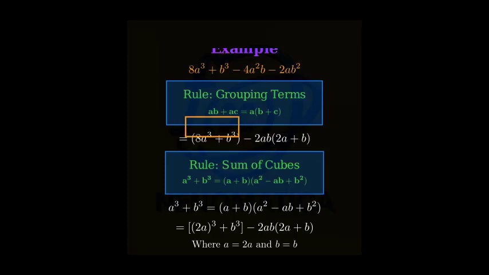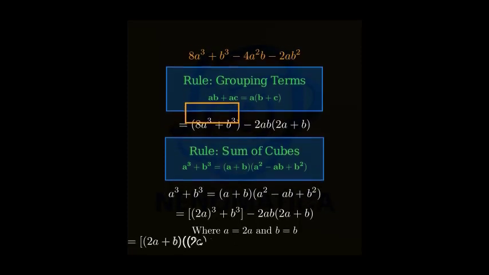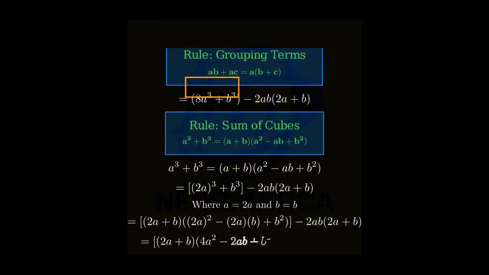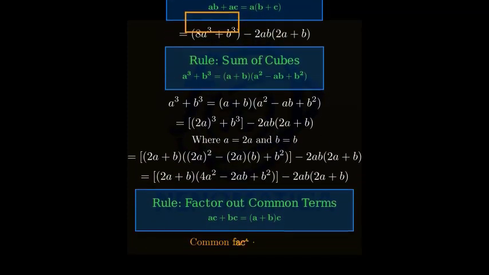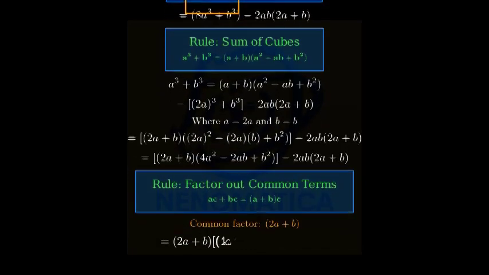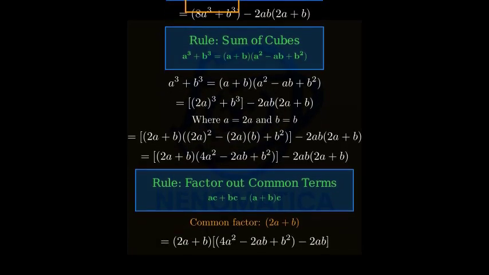Now, applying the sum of cubes formula, we get the bracket: the quantity 2a plus b times the quantity 4a squared minus 2ab plus b squared, close bracket, minus 2ab times the quantity 2a plus b. We can see that the quantity 2a plus b is a common factor. Let's factor it out, giving us the quantity 2a plus b times the bracket: the quantity 4a squared minus 2ab plus b squared, minus 2ab.